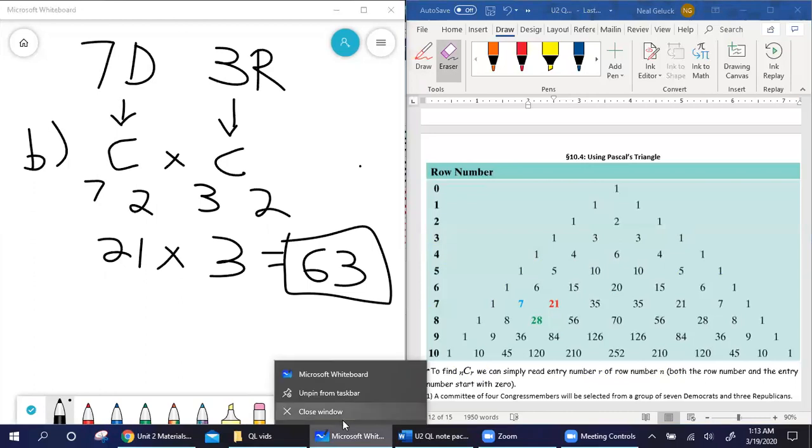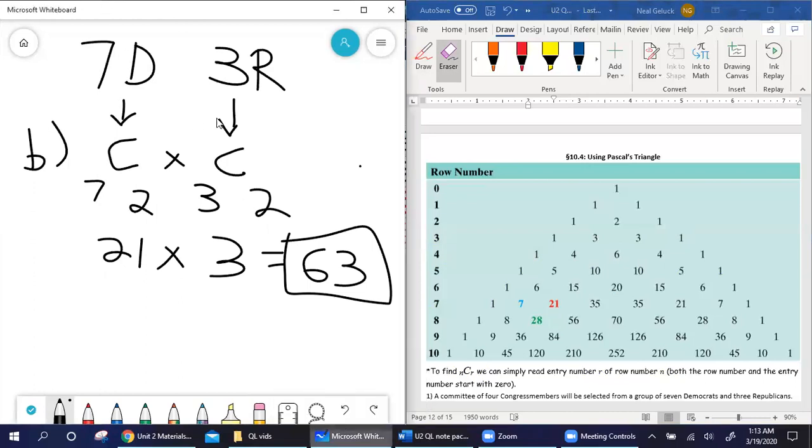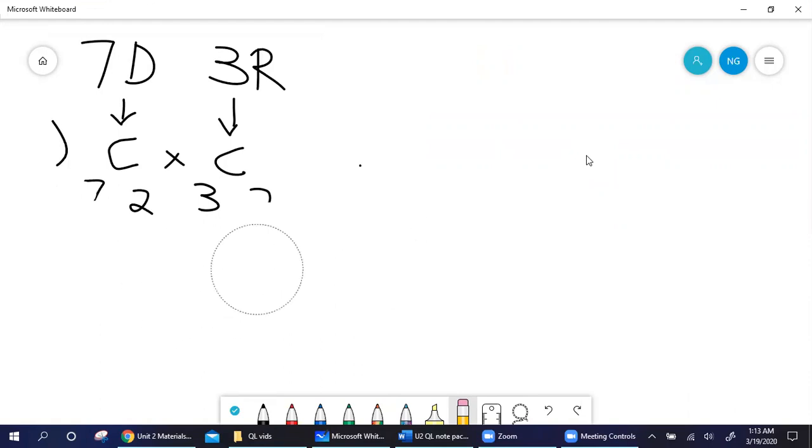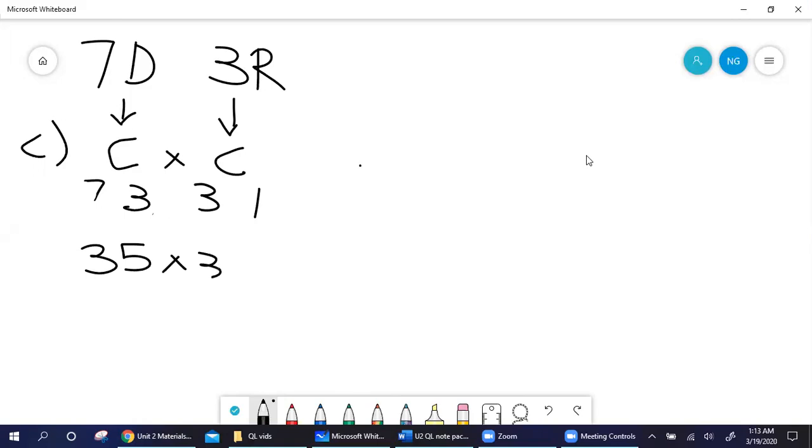maximize this whiteboard, possibly. There we go. So for letter C, again, I'm leaving the 7 and the 3 on there. Now I'm choosing 3 Democrats. If it's a committee of 4, there's only going to be 1 Republican. This will be 35 times 3. Give me 105.